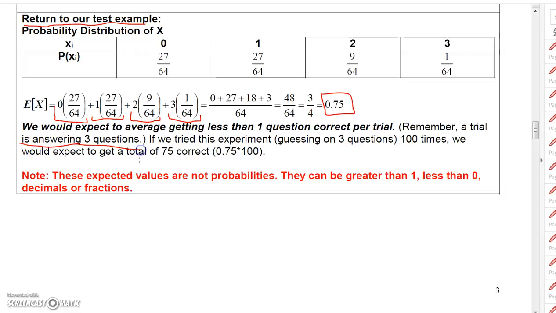Okay, so we would expect, if we tried this experiment, guessing on 3 questions 100 times, we would expect to get a total of 75 of those questions correct, because 100 times 0.75 is 75 correct questions. Now, note that these expected values are not probabilities. They actually can be greater than 1 or less than zero, and you can write them as decimals or fractions.